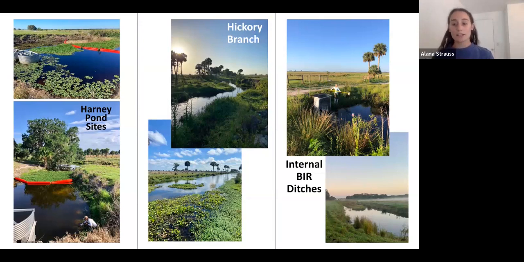And then our last category was internal Buck Island Ranch ditches, and these ditches are a little bit shallower. Sometimes they dry up in the dry season, and in the dry season, they're mostly pumped from Harney Pond Canal. So water is pumped all the way through our ranch so that we can maintain water for the cows and for the pastures.